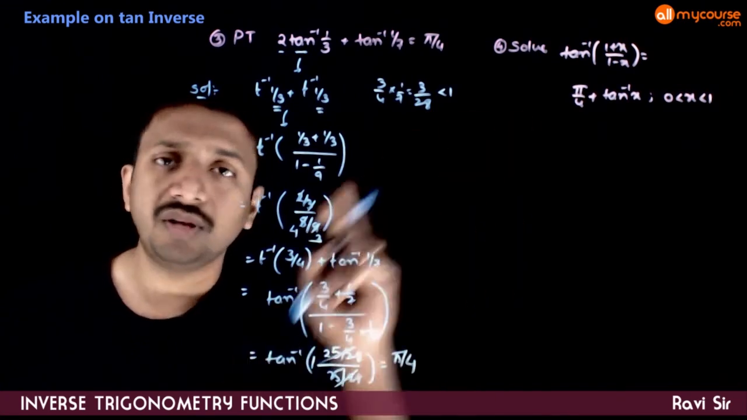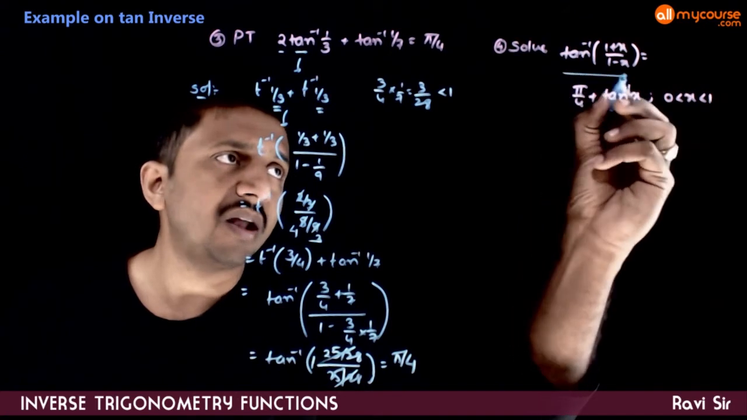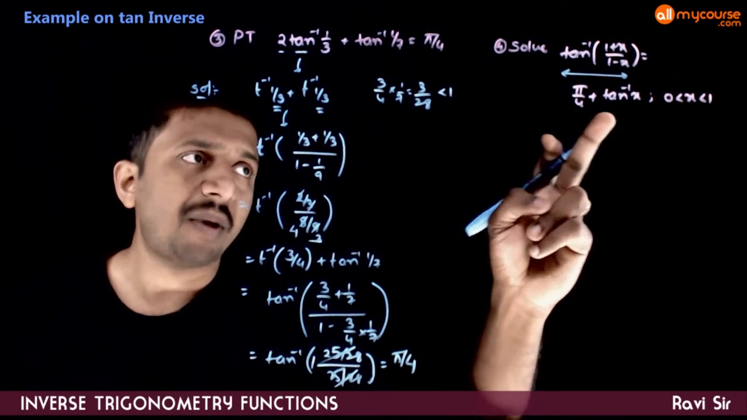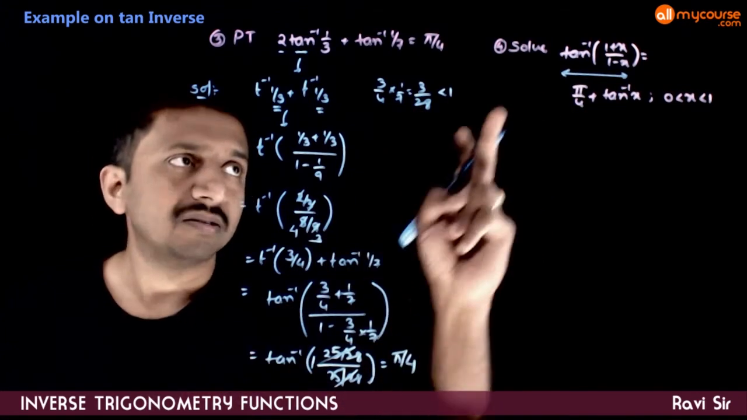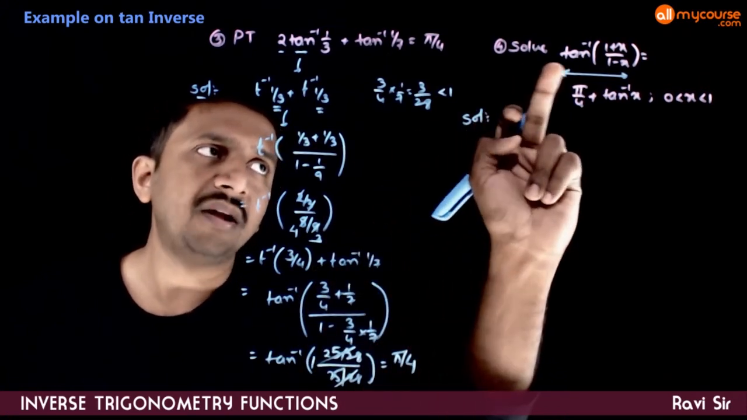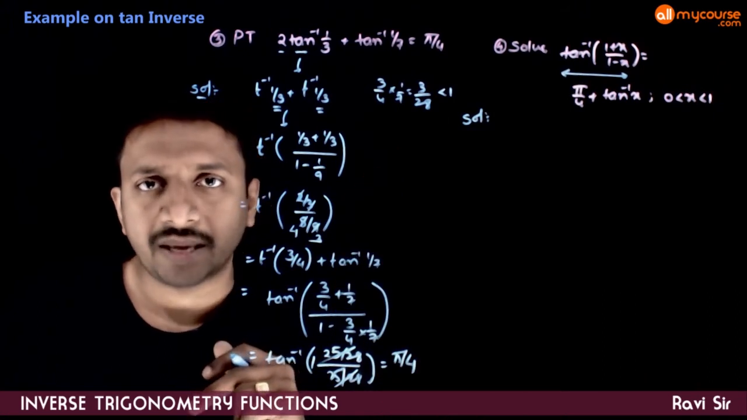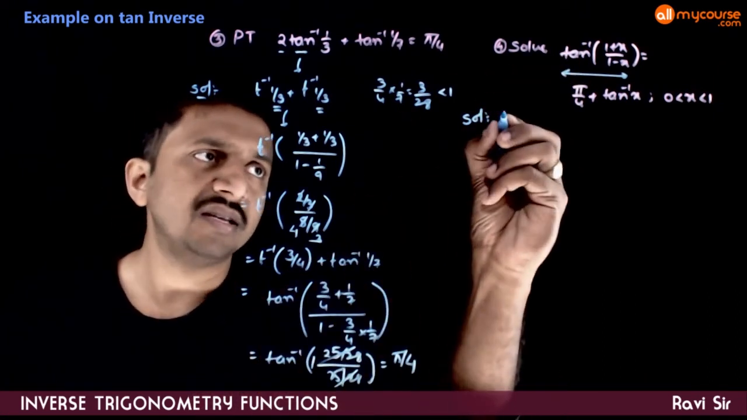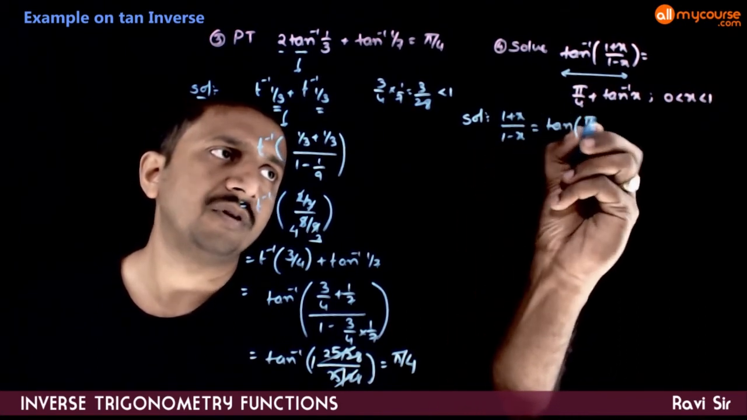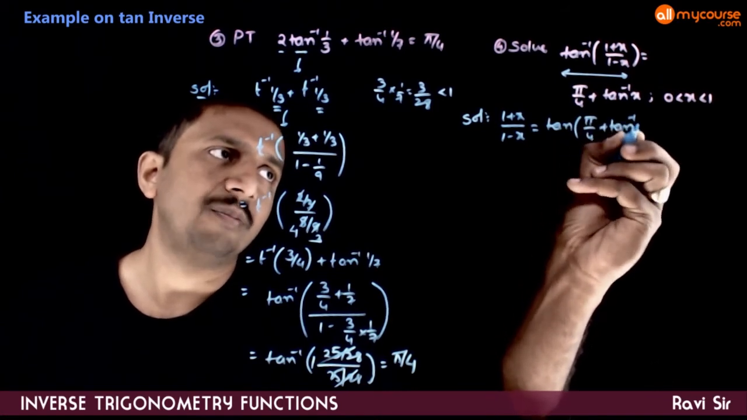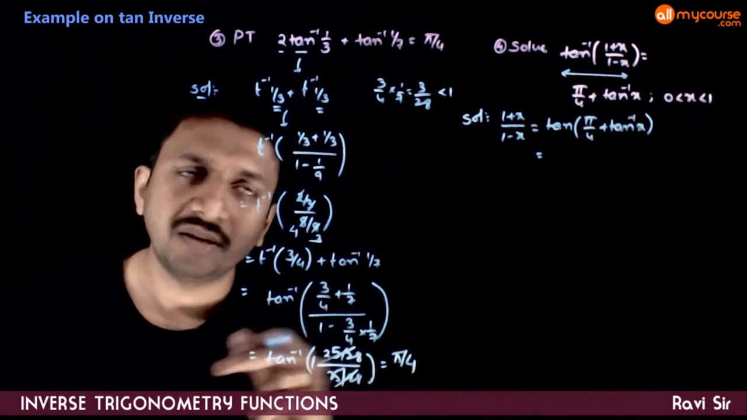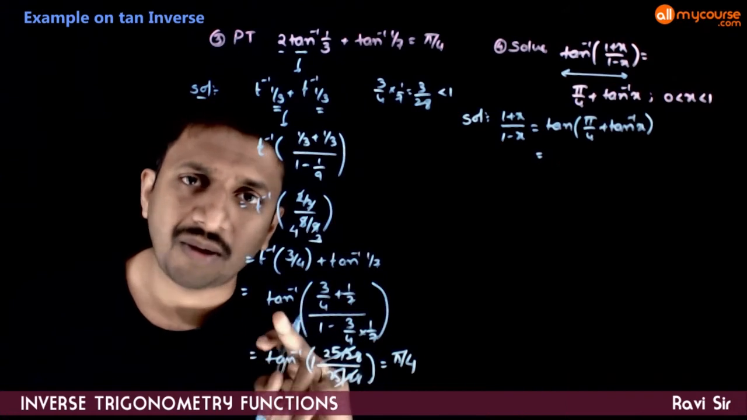Next, let us go to this question. In this question you are asked to solve tan inverse of (1 plus x) by (1 minus x) is pi by 4 plus tan inverse x. So what I do is I will apply tan on both sides. So tan of tan inverse of (1 plus x) by (1 minus x), tan and tan inverse get cancelled. So you get (1 plus x) by (1 minus x) is equal to tan of (pi by 4 plus tan inverse x). Now what is the formula of tan of a plus b? Tan a plus tan b by 1 minus tan a tan b.